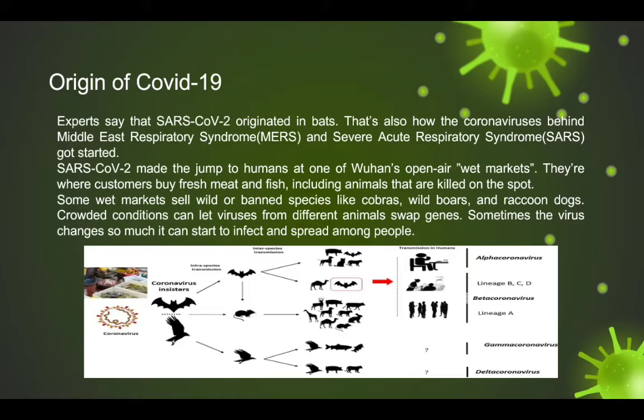SARS-CoV-2 made the jump to humans at one of Wuhan's open-air wet markets, where customers buy fresh meat and fish, including animals that are killed on the spot. Some wet markets sell wild or banned species like cobras, wild boars, and raccoon dogs. Crowded conditions can let viruses from different animals swap genes. Sometimes the virus changes so much it can start to infect and spread among people.